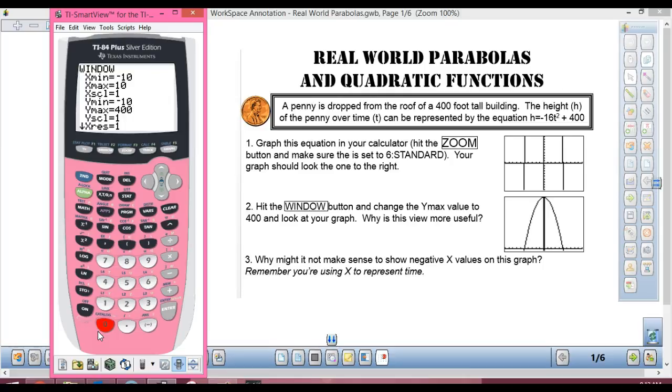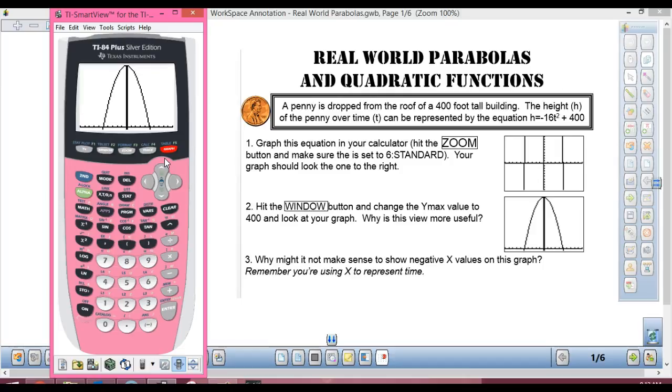Well, right now it stops. It was stopped at 10. Because we want to be able to see it, because where was our starting point? It goes up to 400, yeah. So I'm going to hit graph now. And now it looks like that, right?